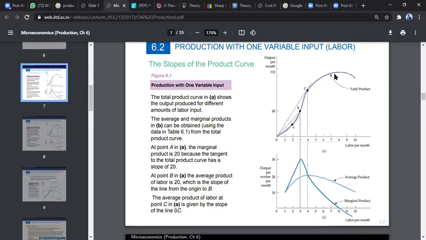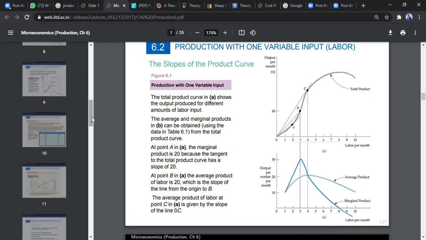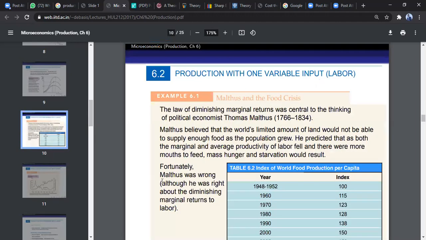will be negative. So for you who are in human resource, generally you need to understand that there's a point at which you need to stop employing, beyond which you will be spending more than you are getting from an additional laborer. Now, let me take you to the law of diminishing returns.